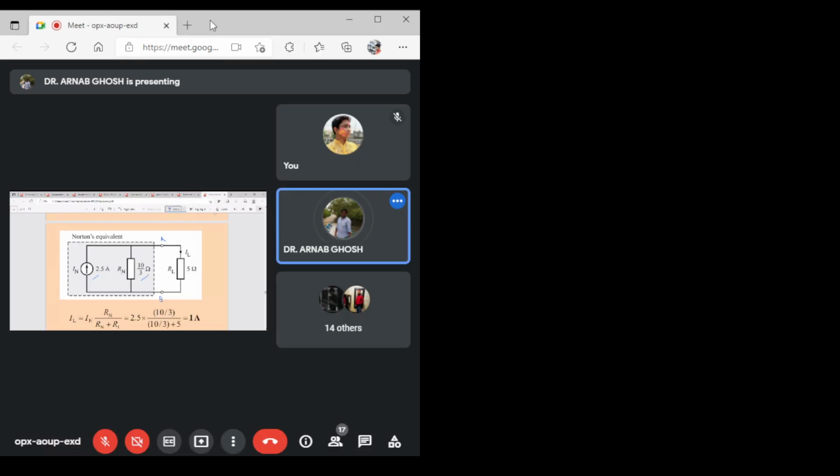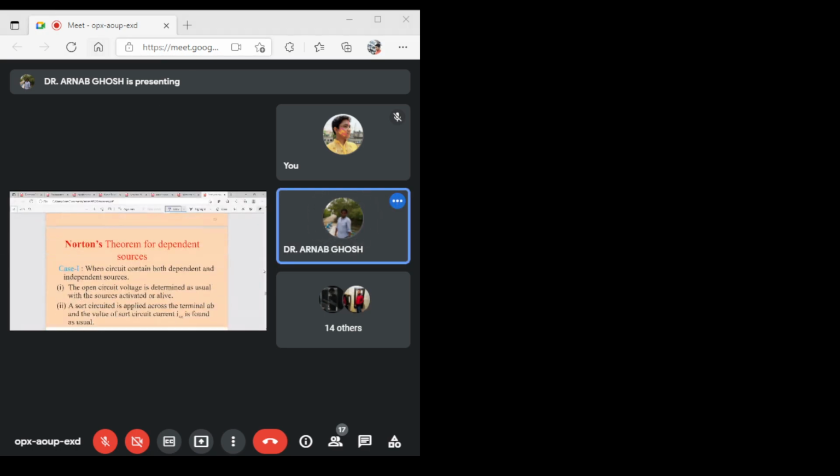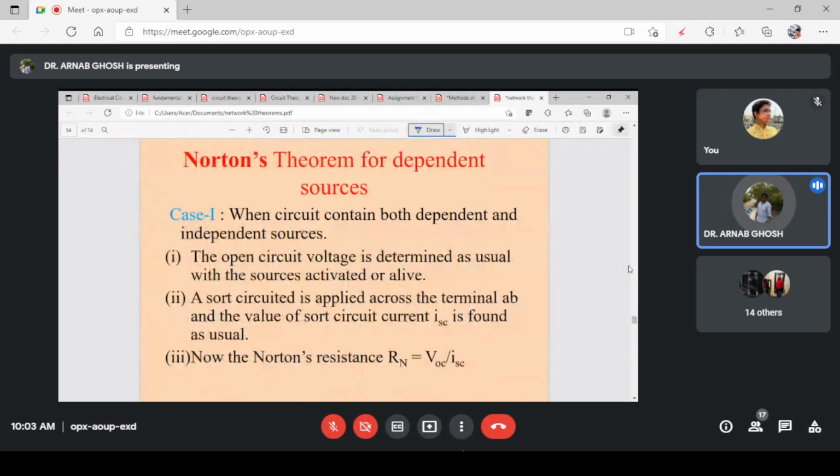Okay. So is Norton's theorem clear to everybody? We will go on to more complex problems. I think that will be more helpful to you, then you can understand it easily.